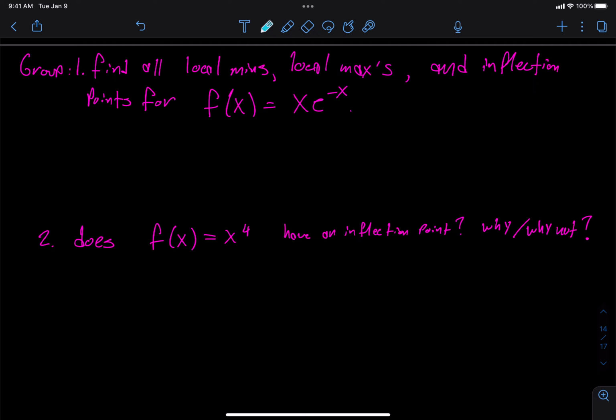Product property is I have two things, put them together, I get 0. One of them has to be 0. There's a little bit of reasoning: the fact that e to the minus x would never be 0.